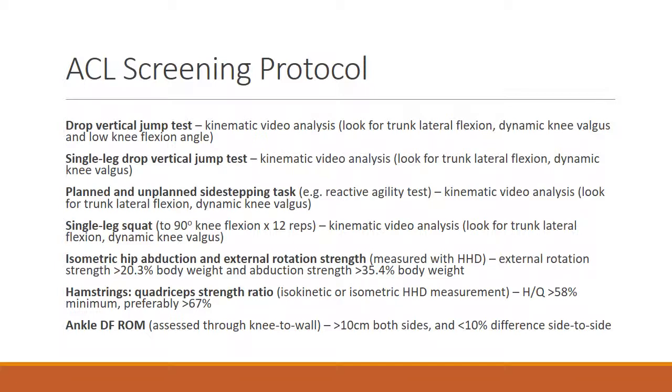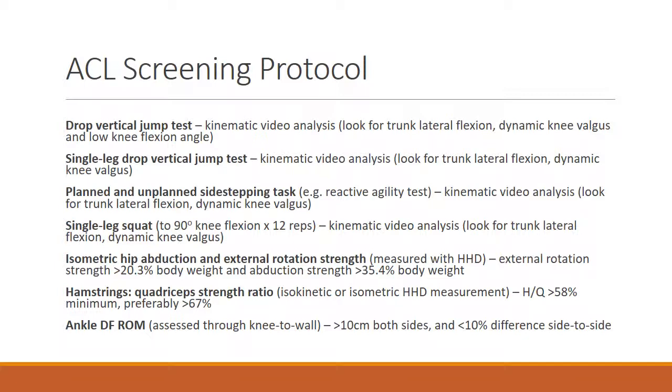One study also showed that hip muscle strength correlated quite strongly with ACL injury. So both external rotation and abduction strength, and we have some standards there for strength compared to body weight. External rotation strength was just measured in sitting, and abduction strength was measured in side lying with the leg abducted 30 degrees. Also, hamstring to quadricep strength ratio.